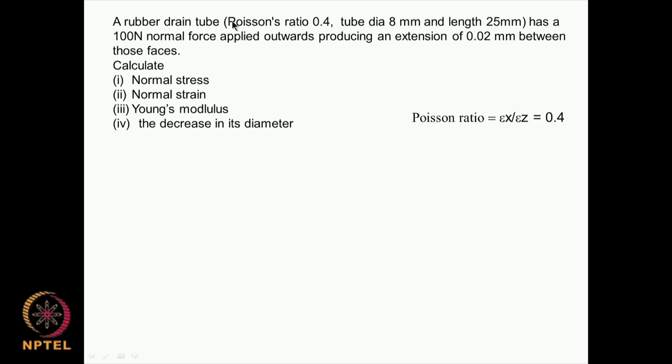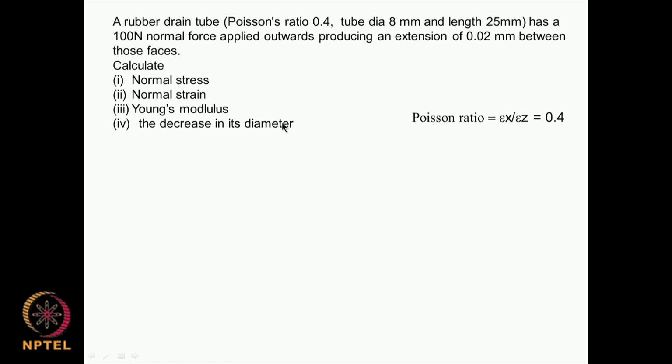I have a rubber drain tube. It has a Poisson's ratio of about 0.4, the diameter of the tube is 8 mm and the length is 25 mm. There is a force applied on it, a force of 100 Newton to pull it out. When you do that, there is an extension of 0.02 mm. Calculate the normal stress, normal strain, Young's modulus.